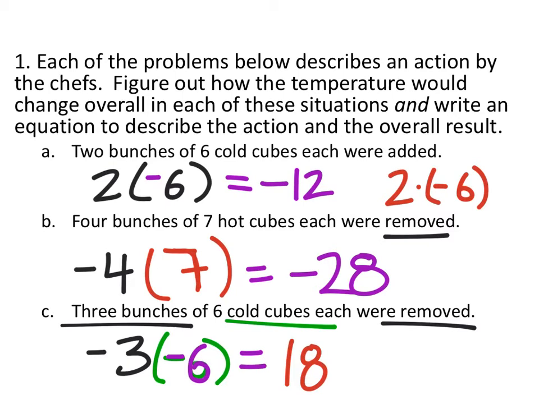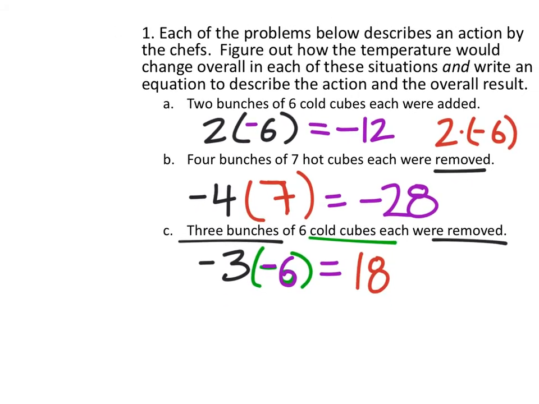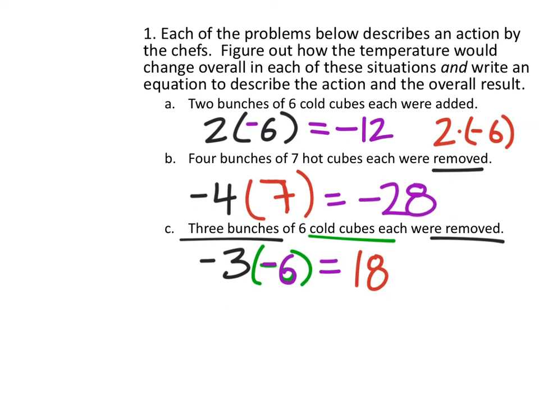Good question. But let's analyze that even further, because if we can remember what multiplication is, and I think we talked about it a little bit in our first lesson, then hopefully it will help us make sense why that is a -12 on part A. Well, it says that they got 2 bunches of 6 cold cubes added, right? So that means you got 6 cold cubes here and then another 6 cold cubes there, but we're adding these together.